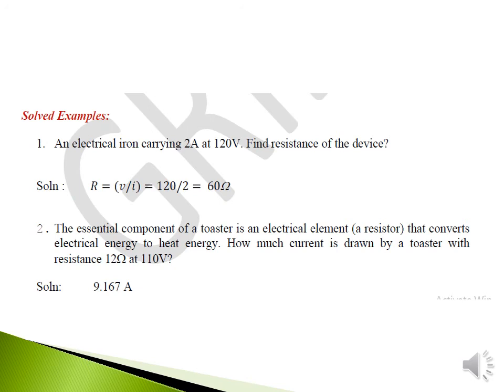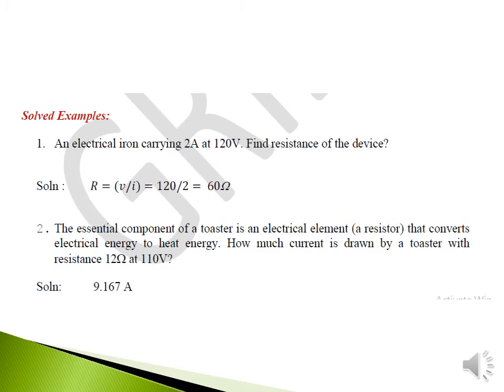Now see a simple example for Ohm's law. Let's take the example: an electrical iron carrying 2 ampere at 120 volt. Find the resistance of the device. It is so simple, having the formula to find the resistance. R is equal to V by I. Here in this case, V is equal to 120 volt divided by I is equal to 2 ampere. No need for further conversion of units. So the answer is 60 ohm.